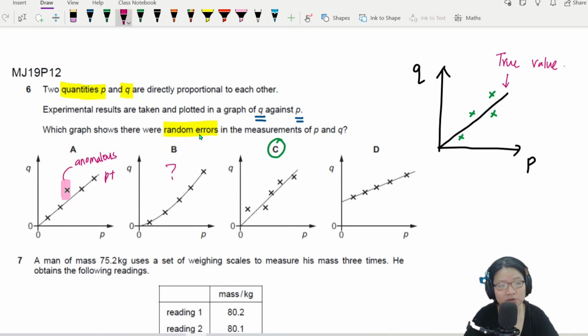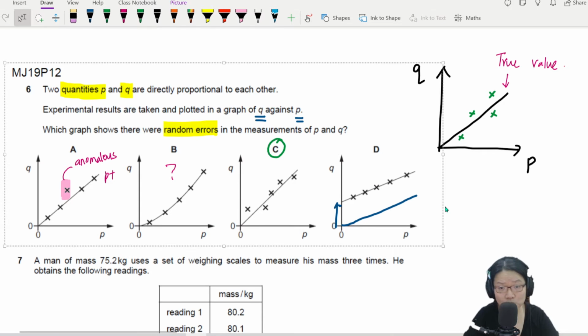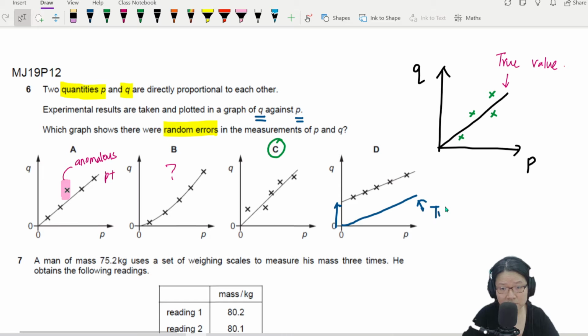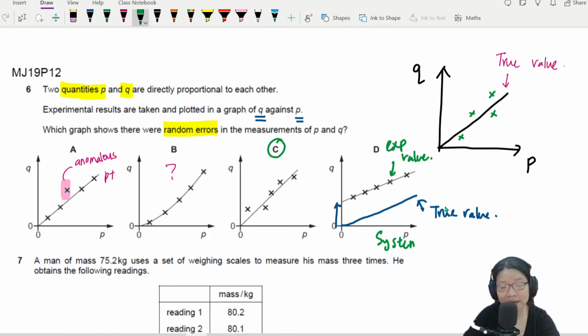B is just a curve, so I also don't know what is going on in B. I'm just going to put a question mark. Whereas D, you look at this, very interesting. If I move this line downward, it is directly proportional. So the line is supposed to be here. This is the true value, but this is your experimental value. This means your experimental value is always bigger than your true value. Your Q is always bigger than the true value. So part D is a type of systematic error.